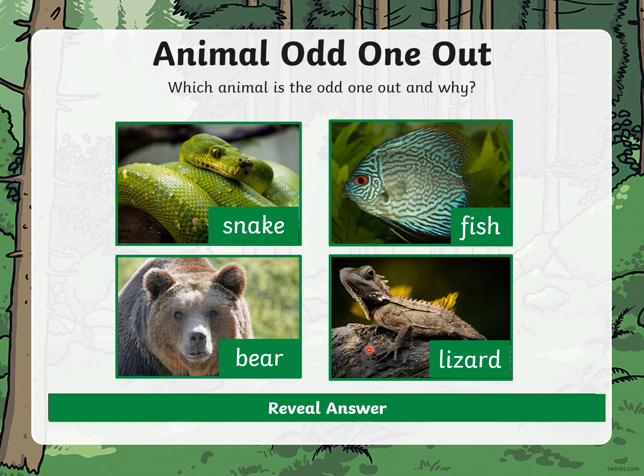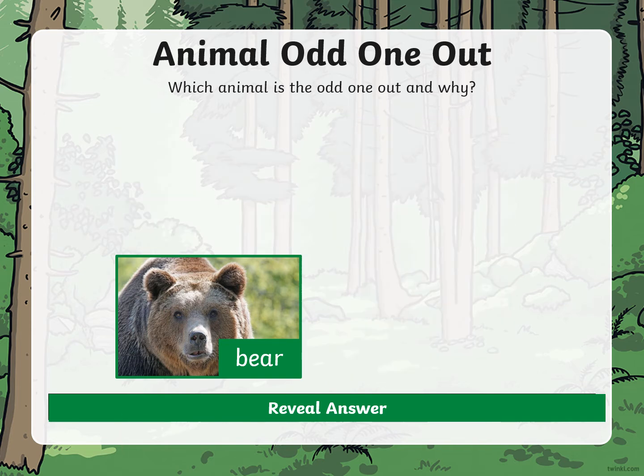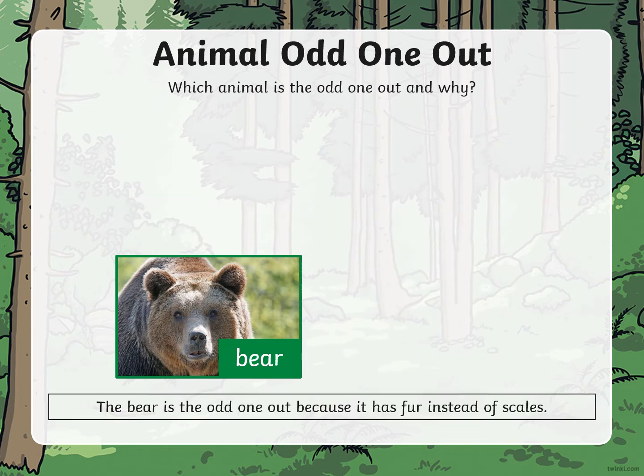Let's have a look at the lizard. So the lizard, I know what you're thinking, children, the lizard has scales as well. So this lizard has scales, a fish has scales, and snakes have scales. So that's something they all have in common. So the bear could be the odd one out because it has fur. Shall we see if we're right? Oh, so it is the odd one out. The bear is the odd one out because it has fur instead of scales.